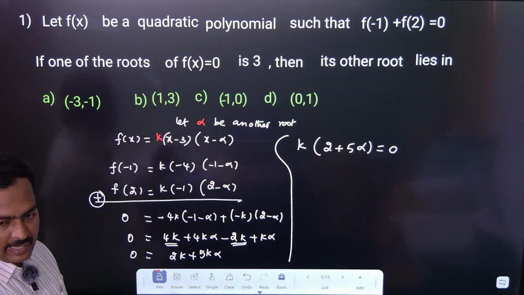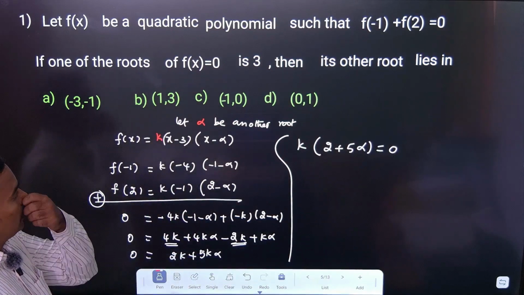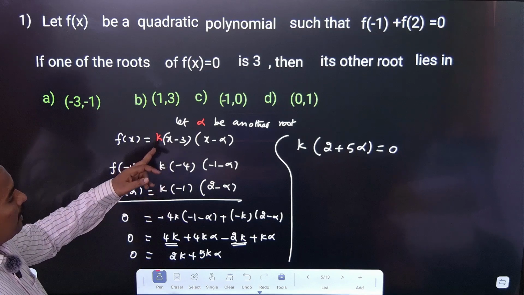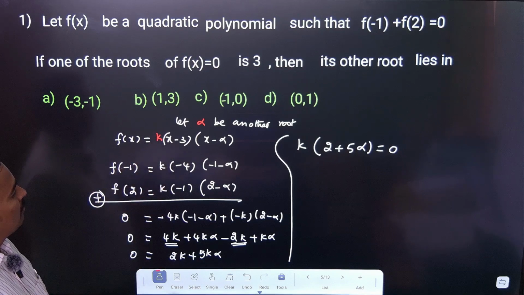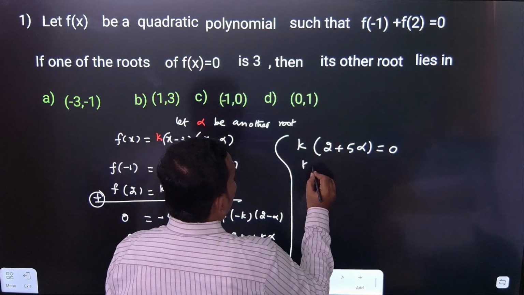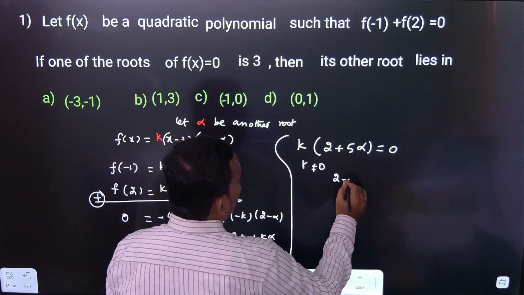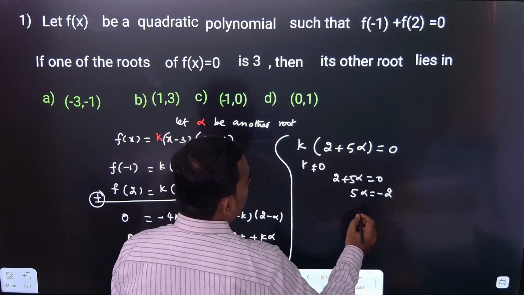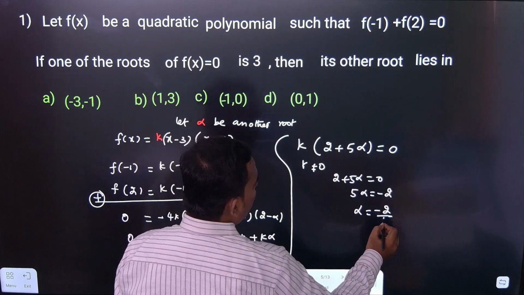Clear? If I take k common, because k is the leading coefficient, k may be any number, but it should not be 0. If it is 0, it is not a quadratic polynomial. But here f of x is given to you as a quadratic polynomial, so k is never 0. Therefore, 2 plus 5 alpha is equal to 0, 5 alpha is equal to minus 2, so alpha is equal to minus 2 by 5.